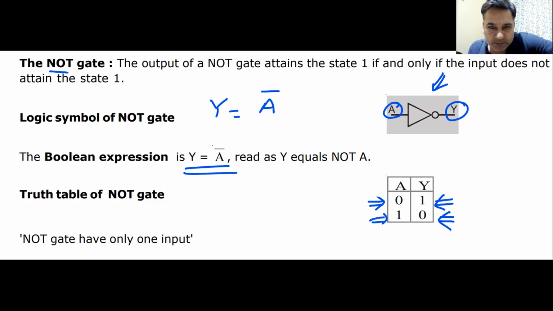NOT. If it is 0, it becomes 1. If it is 1, it becomes 0. So if you have to inverse the result, we use the NOT gate.